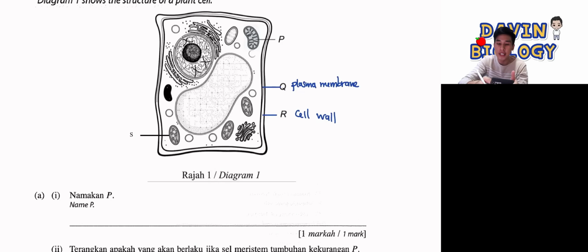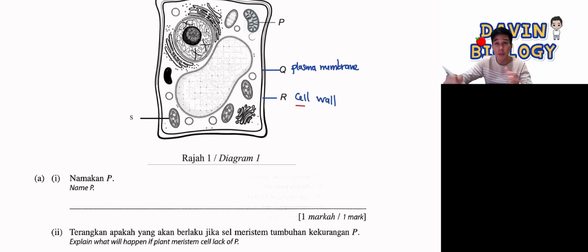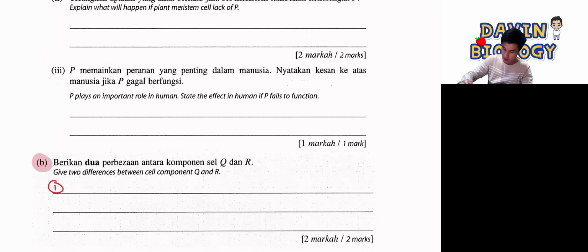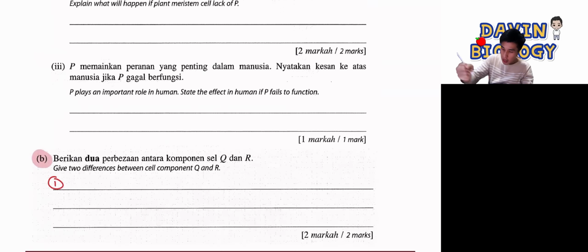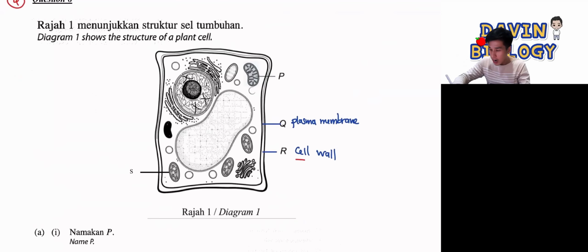Cell wall is made up of cellulose, right? Yeah, your fiber, the polysaccharide. Remember carbohydrate got mono-, di-, poly-. So it's the polysaccharide. Now you remember. So yes, R is made of cellulose. Okay, what about plasma membrane?